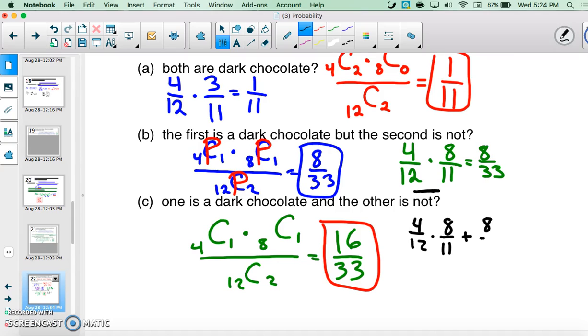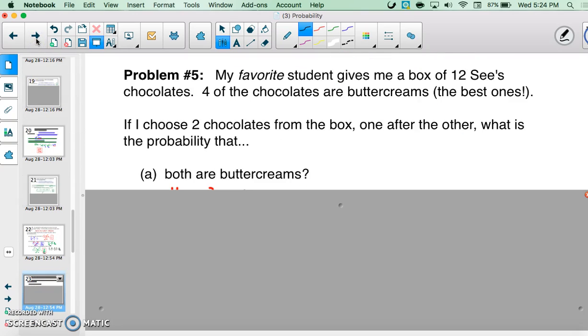So you'll have 8 over 12 times 4 over 11. That's the option of picking the one that's not dark chocolate first, and then the one that's dark chocolate. So that will also give you 16 over 33. I think for this one in particular, the combinations way is a lot easier. Almost done. Hopefully we'll make it done by the end of this video.